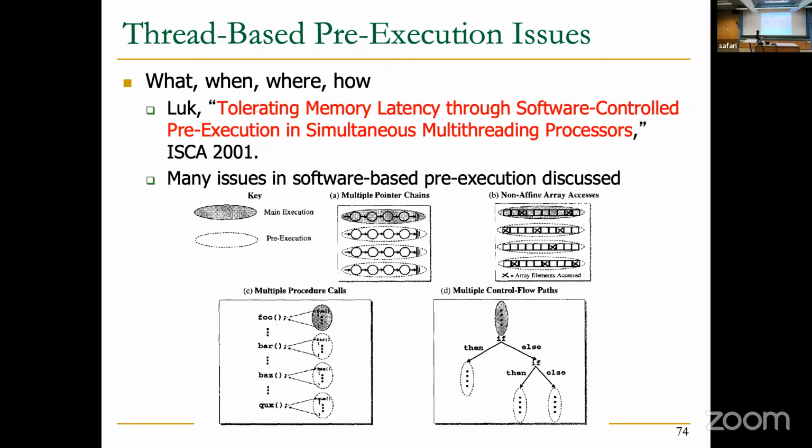Similarly, you can think of it as multiple procedure calls also. Let's say you are accessing this function, and your speculative thread can be spawned to run ahead and execute these functions as speculatively as possible, so that when you finally end up executing this, you would see that lots of things are already inside the cache. So it's acting as a prefetcher for the main execution context.